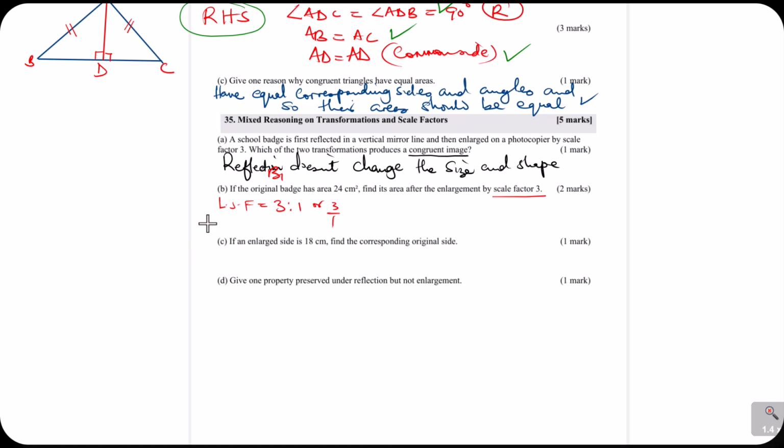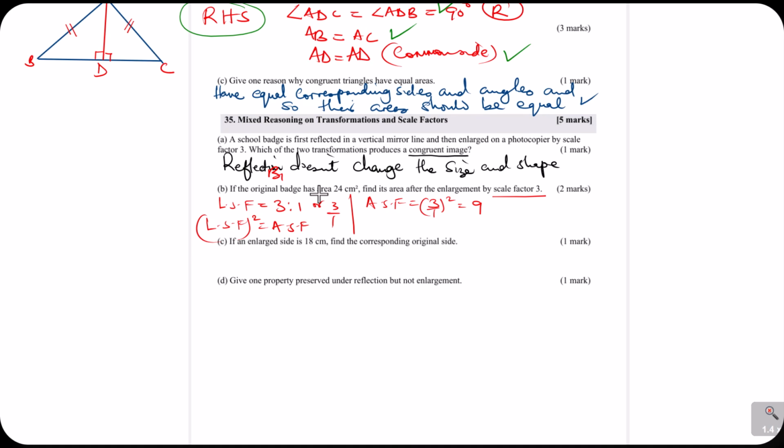So linear scale factor squared gives area scale factor. So if the linear scale factor is 3, then the area scale factor should be the square of that. So it should be 3/1 squared, which will give 9. So the area scale factor will be 9.